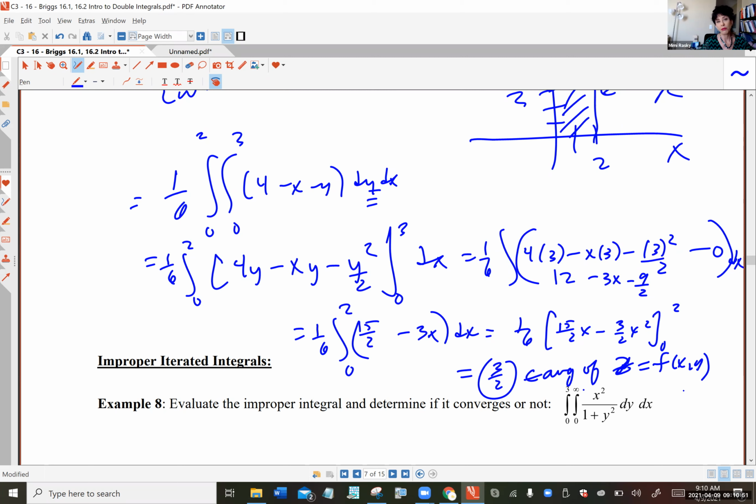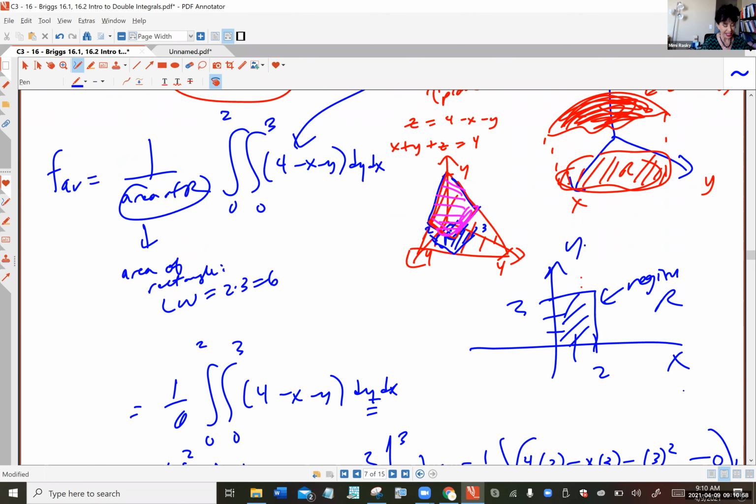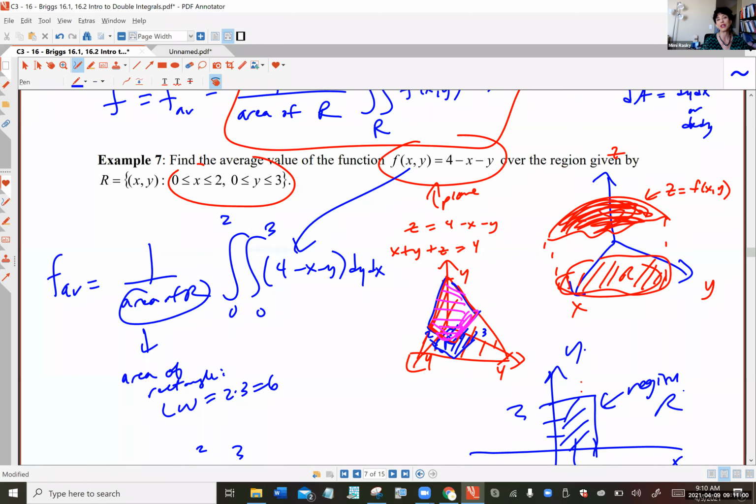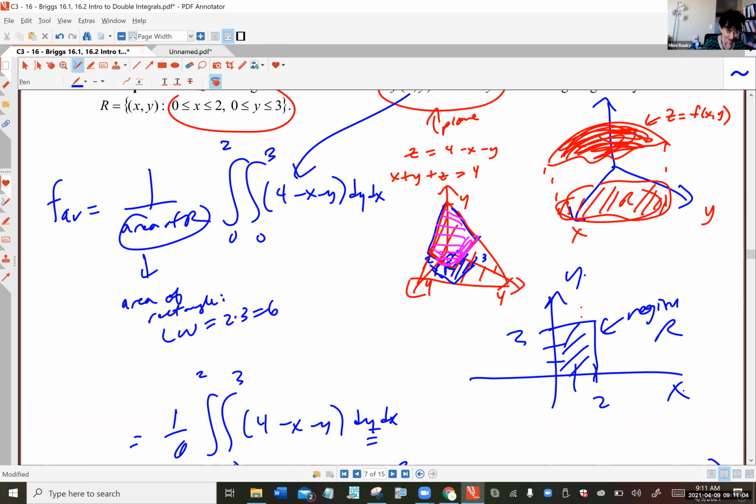So now you have another application for double integrals. One is to find the area of a region, but another is to find the average value of a function. And there's plenty more coming. Don't worry.